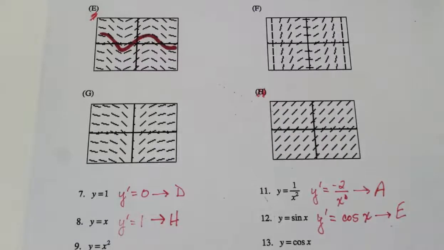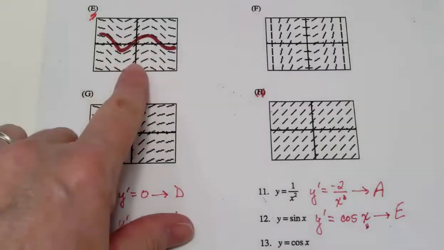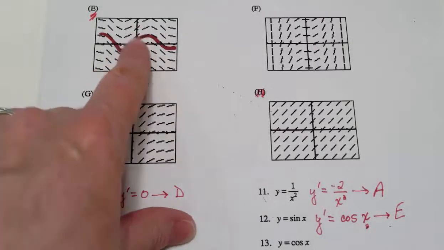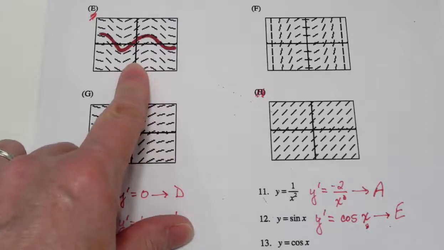One way to double check is if we were to choose values to substitute into x in the derivative. So for instance, 0. Cosine of 0 we know to be 1. So that means on the correct slope field, where x is equal to 0, the slope should be 1. And it definitely looks like right here we have slopes of 1 where x is equal to 0. So it's a pretty good bet that the correct answer for that one is E.